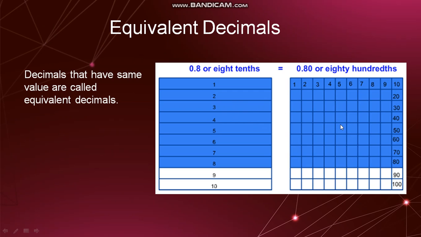Hence they are called equivalent decimals. As you can see, the number of portions shaded is equal, but this is divided into 10 parts and this is divided into 100 parts. That is why they are called equivalent decimals. This is 0.8 and this is 0.80. They both are equivalent decimals.